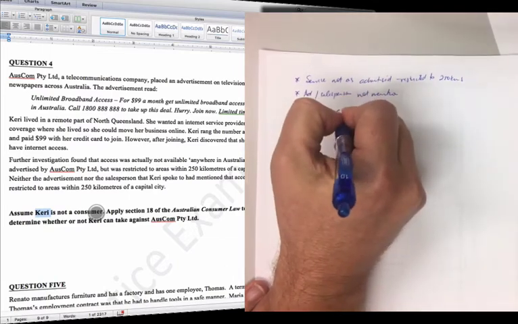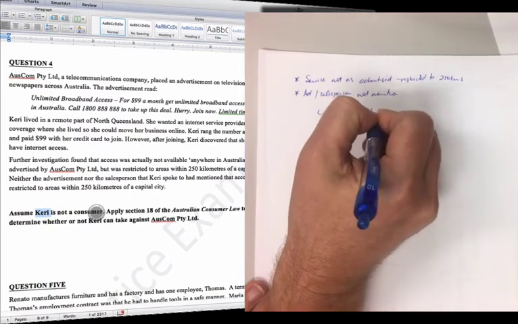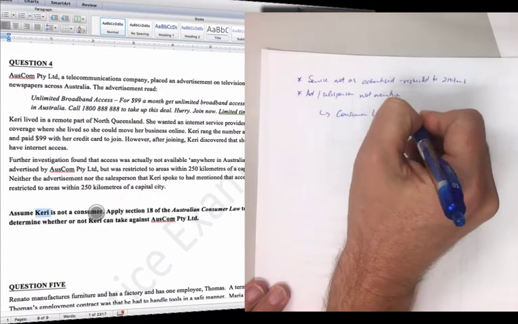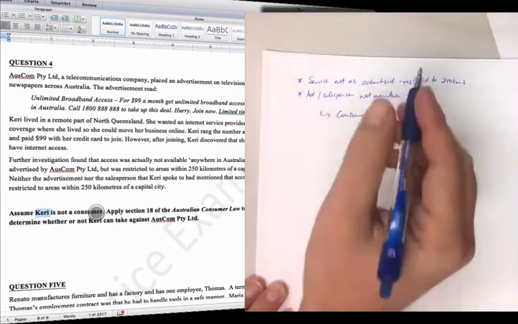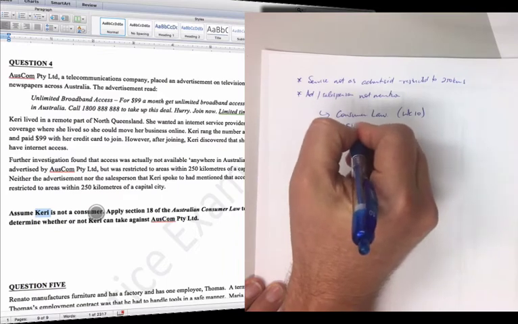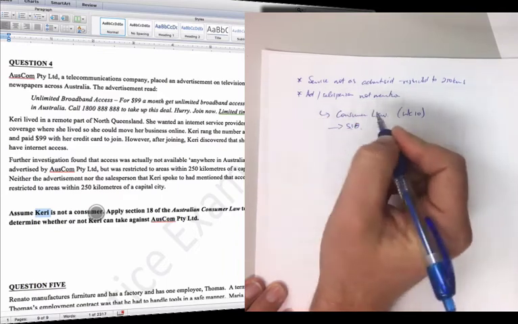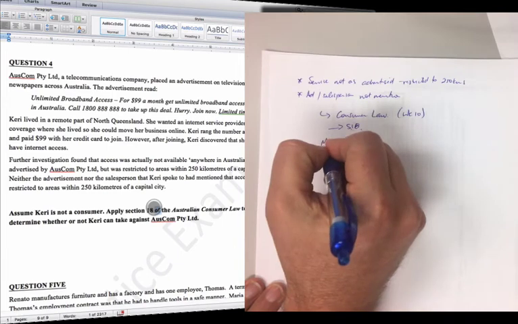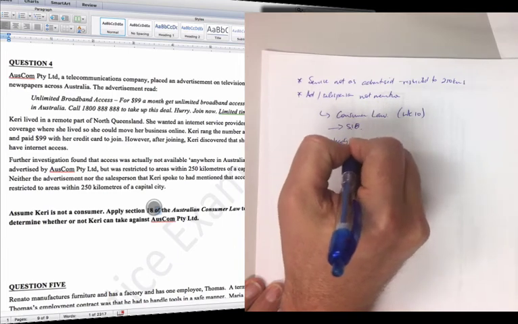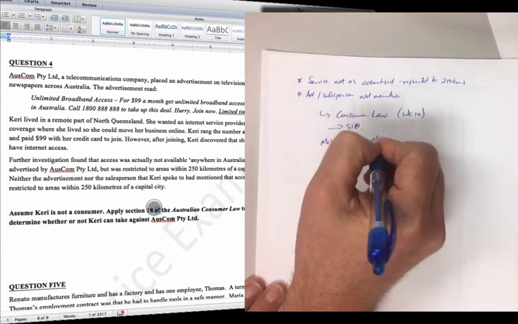Okay, so this is going to be consumer law, week 10. Because it said assume she's a consumer. Apply section 18. How nice. It actually tells me what section of the Australian consumer law. Now, I actually know what section 18 is: misleading and deceptive.